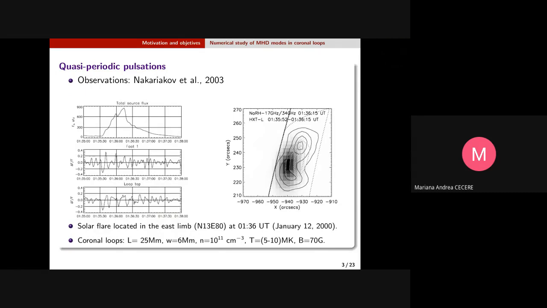For example, Nakariakov et al. 2003 analyzed the oscillation of these coronal loops located between these two zones that are sources of radio and hard X-rays. By analyzing the total source flux, they subtract the background flux to obtain the oscillations on the foot and in the loop top of the coronal loop.